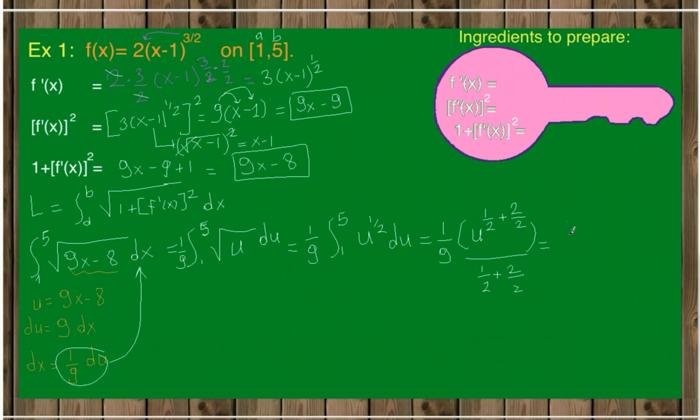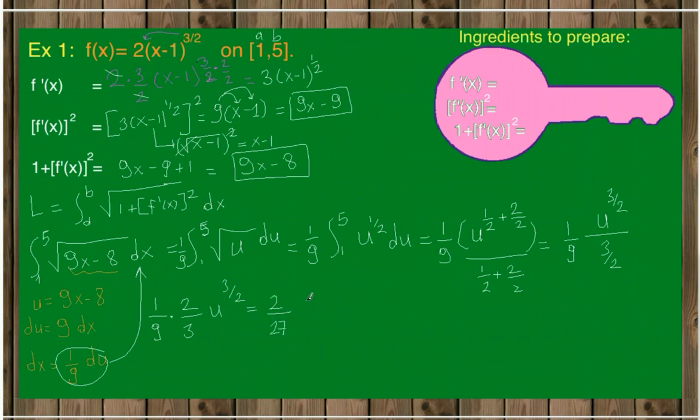So what we get is 1 over 9 u to the 3 over 2 divided by 3 over 2. Divided by 3 over 2 means multiplied by 2 over 3, keep change flip. So let's rewrite it: 1 over 9 times 2 over 3 u to the 3 over 2. Okay, let's put u back and multiply this. This is going to be 2 over 27.